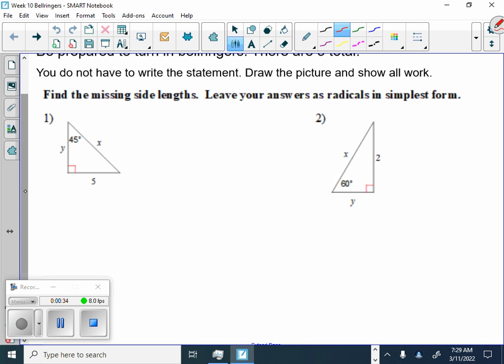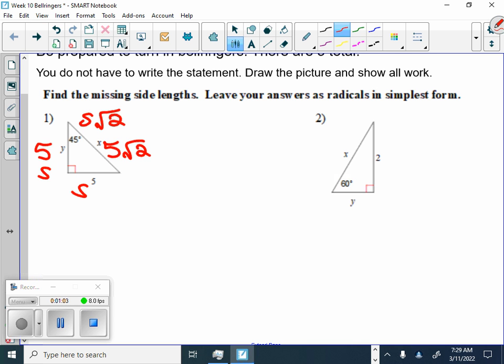Alright. So, remember with the 45-45-90 triangle, your legs are congruent. Okay? So, which one, X or Y, is also going to be 5? Y. That's the other leg. Okay? So, remember that your legs are S, and your hypotenuse is S square root of 2. Well, if S is 5, then that's just 5 square root of 2.